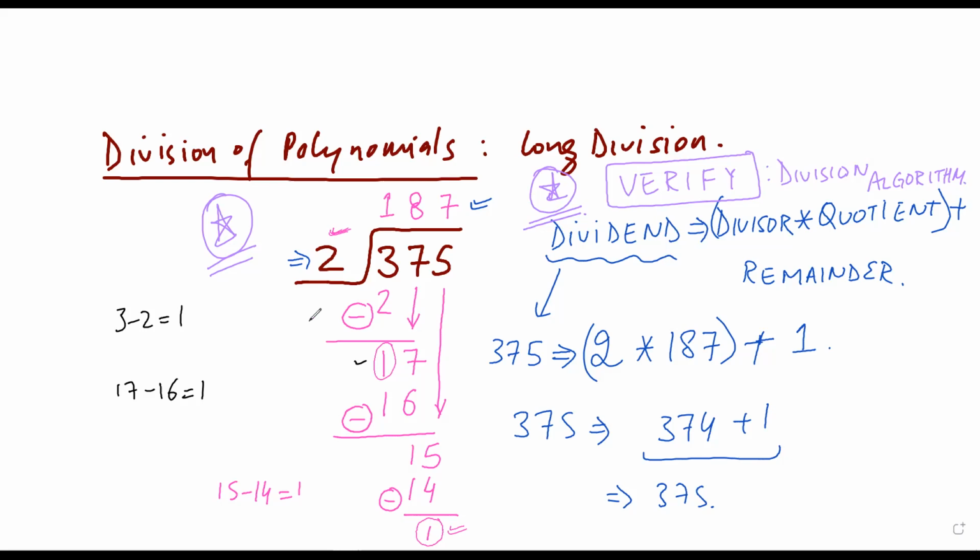So one thing that you observed was that the signs are changed. The second thing that you observed was that the remainder at every step is less than the divisor.